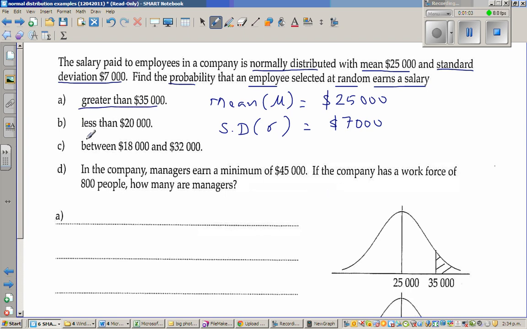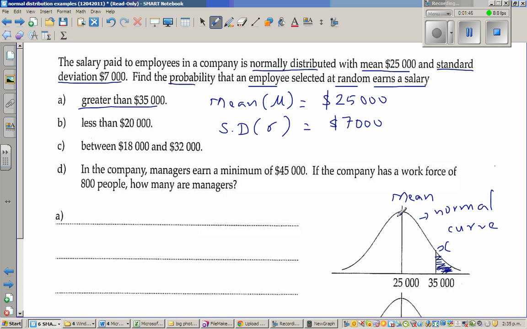So ignore B, C, and D. We're looking at question A. So this is the normal distribution curve, the normal curve of X. So this is your mu, or your mean, and this is your X value, which is 35,000. When they're asking you the probability, basically it is this area. They're asking you, what's this area, which is to the right of 35,000.